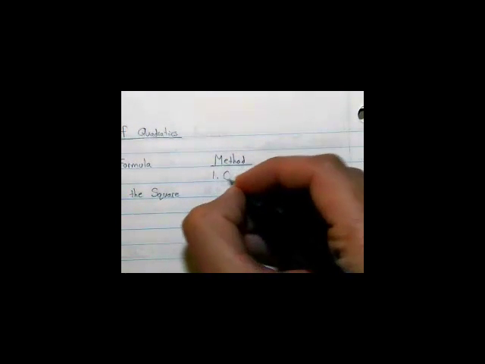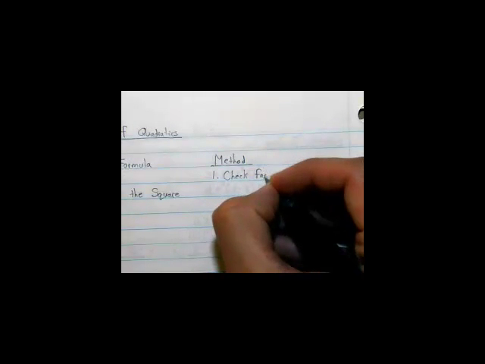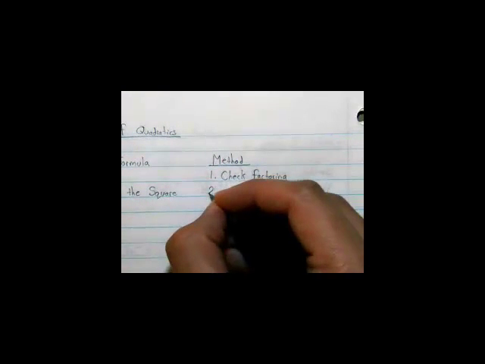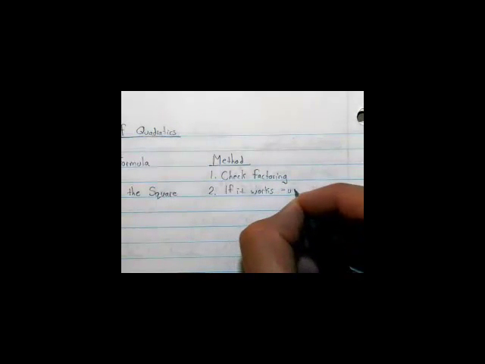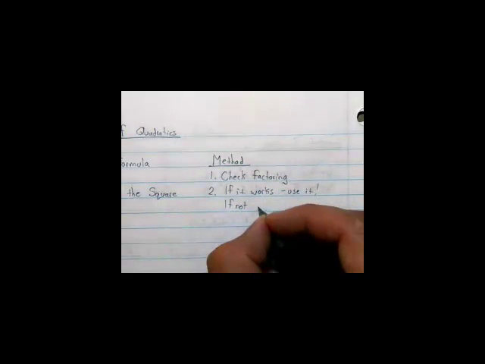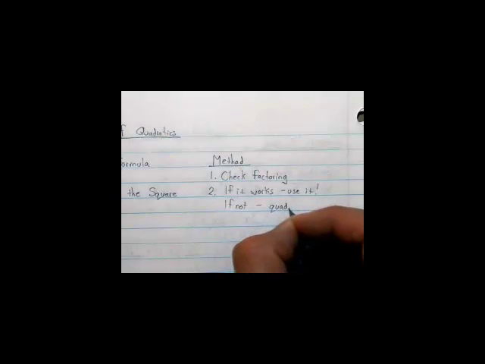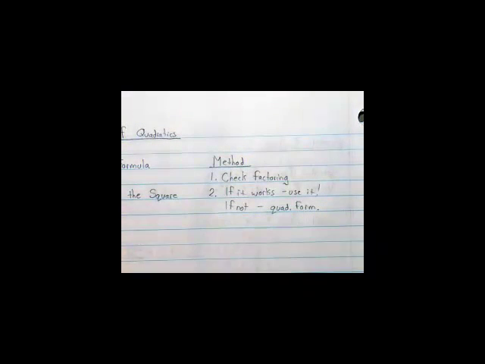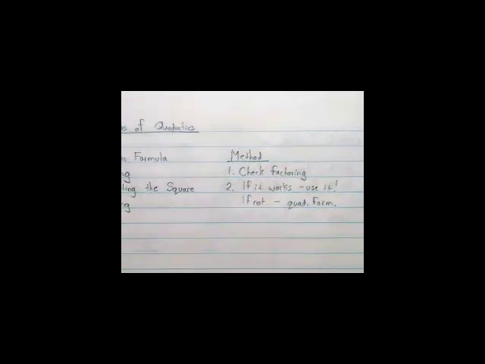So like I said, our method is going to be number one, check factoring. So if it works, obviously use it. If not, then we're going to go to the quadratic formula. And we should probably, for those of us that don't remember it, write down this quadratic formula that we speak of here, because we're going to be using it quite a bit.